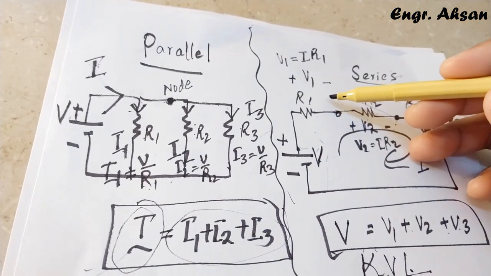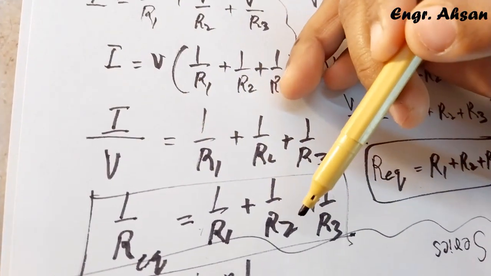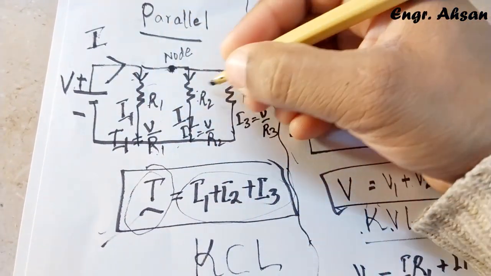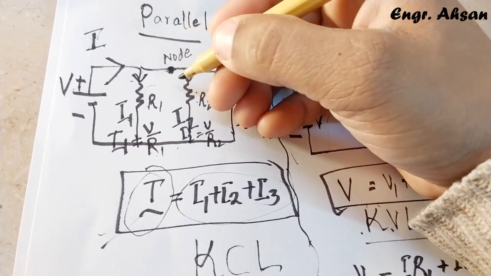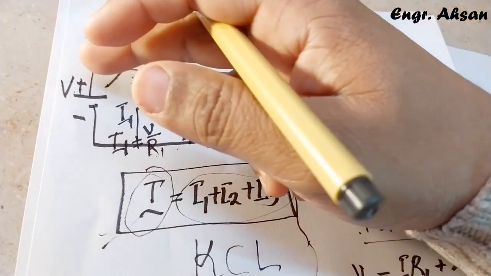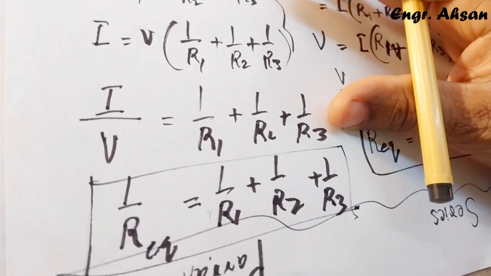But for parallel, it's not that easy. You have to apply this equation. For example, say the values are 2 ohm, 2 ohm, and 2 ohm. So you write 1 over 2 plus 1 over 2 plus 1 over 2. After solving this, you have to take the reciprocal again, because on the left side there is 1 over R equivalent. So you have to take the reciprocal at the end, and you are going to get the R equivalent.